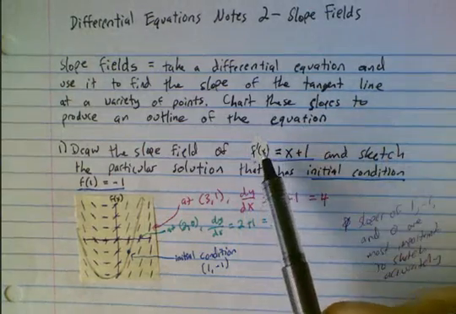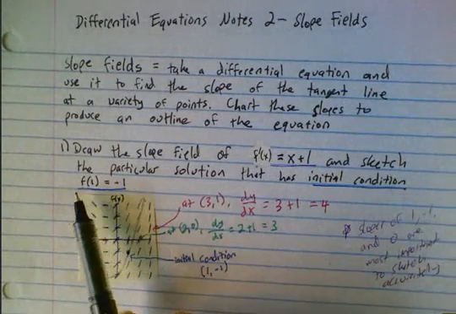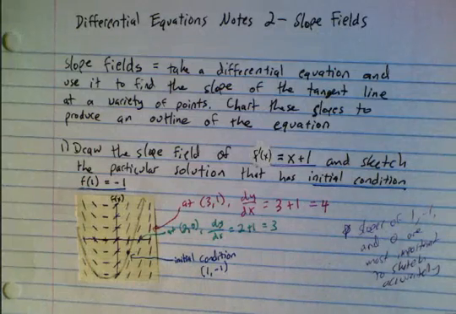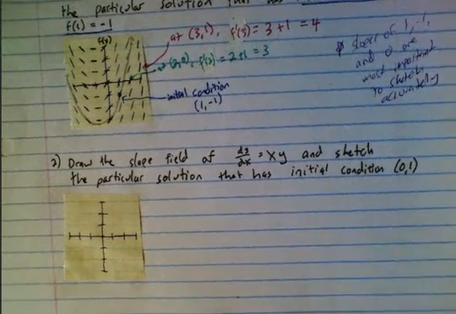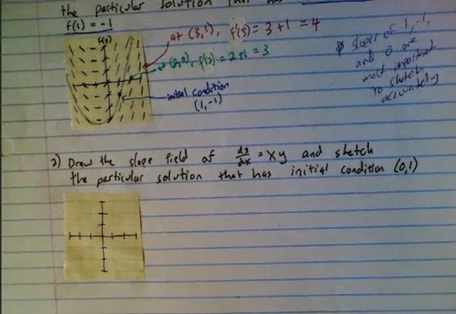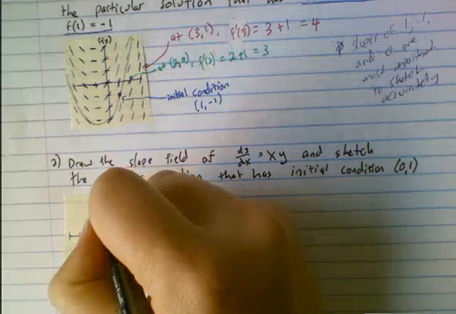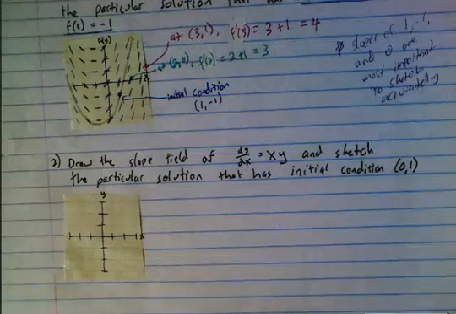At any rate, the slope given by this and the initial condition given up here. Okay, let's do another problem. Let's draw the slope field of dy/dx equals x times y and sketch the particular solution that has initial condition (0, 1). So this is y, this is x.